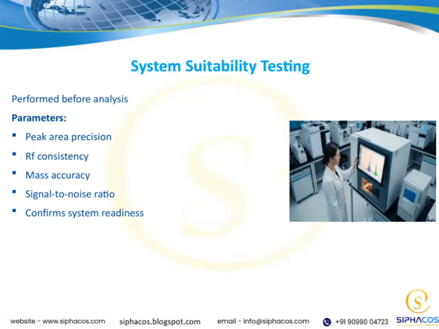System suitability testing is a critical step that we perform before starting any analysis. It's essentially a check to ensure that our system is operating correctly and reliably. The key parameters we look at include the peak area precision, which tells us how consistent our measurements are for the same sample. Then, we assess Rf consistency to confirm that our compounds are eluting at the same retention factors each time. Mass accuracy is also vital, ensuring our instrument is measuring the correct masses precisely.